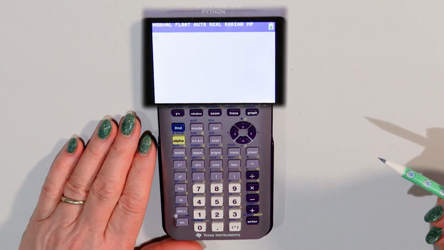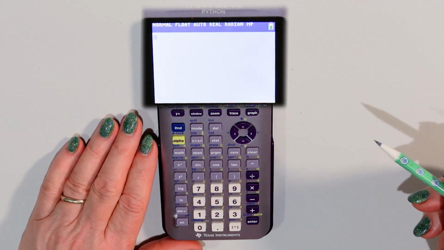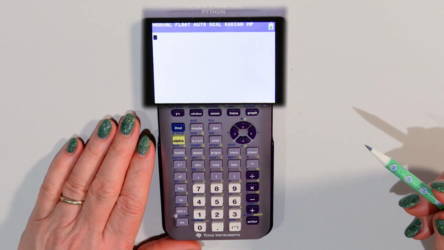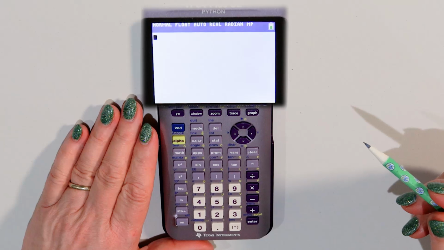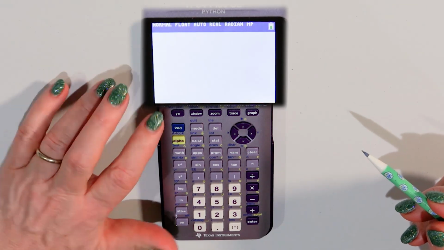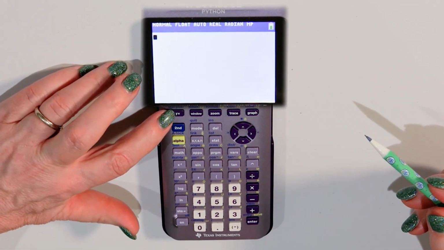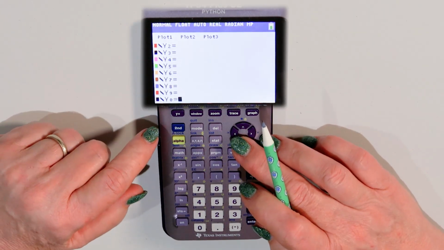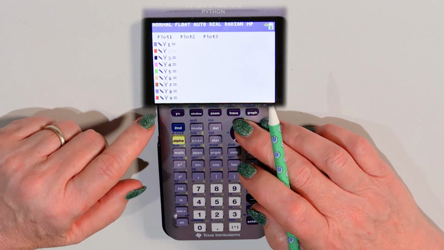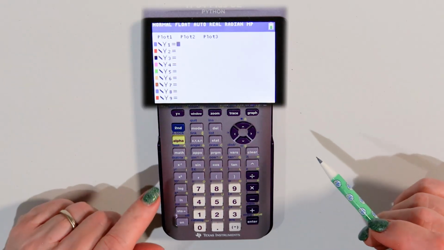So today specifically, we're going to look at graphing quadratics, and we have specific things that we want to find. The first of which is the maximum or the minimum, which is the same as the vertex. So I go to my y equals button right here, and you can scroll down using your up and down. There are 10 different places that you can put in your quadratics.